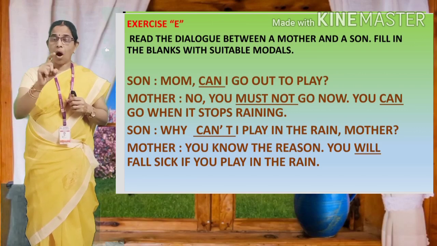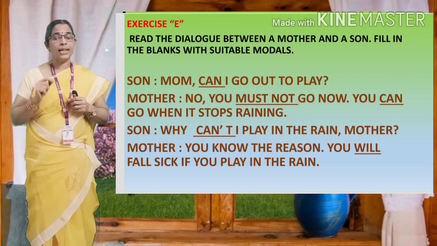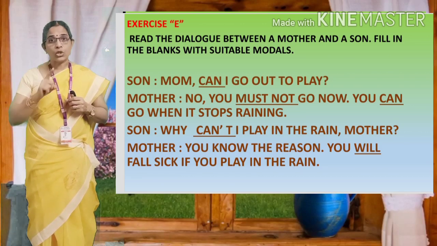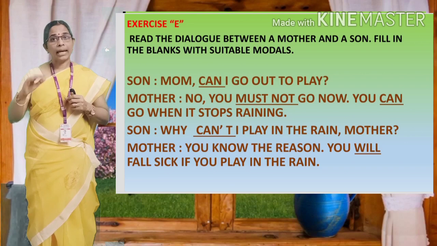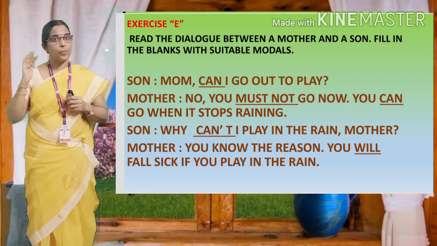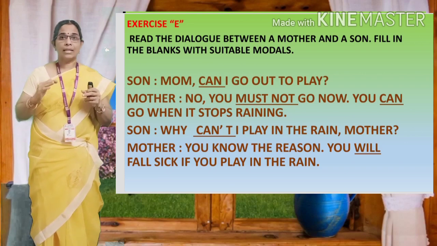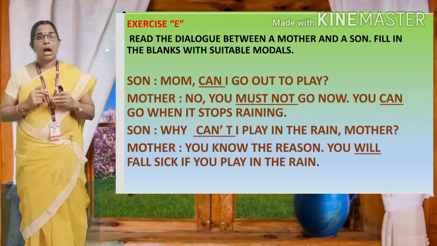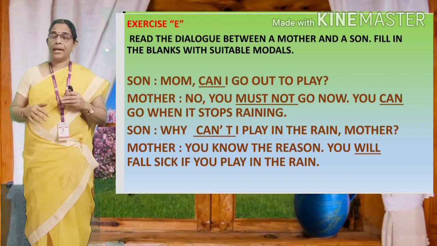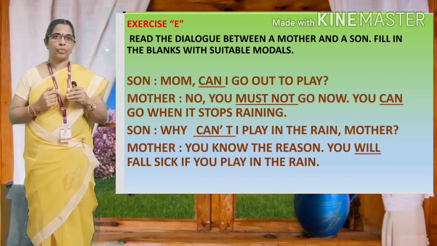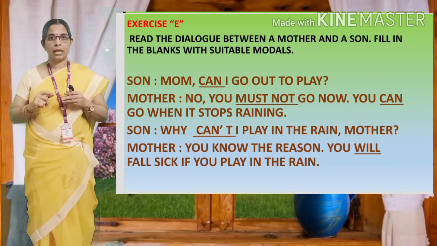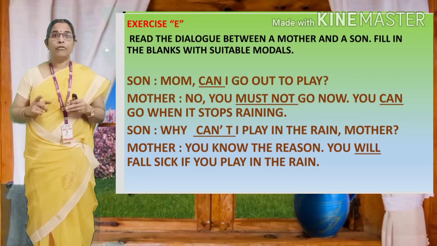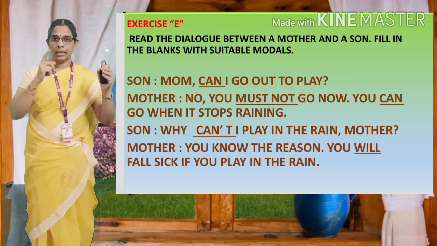So this is an order because you are using the word must. You must not go now. You can go when it stops raining. So the mother is giving permission that he can go after the rain stops. Son: Why can't I play in the rain? Mother: You know the reason. You will fall sick if you play in the rain. So that is a definite one.